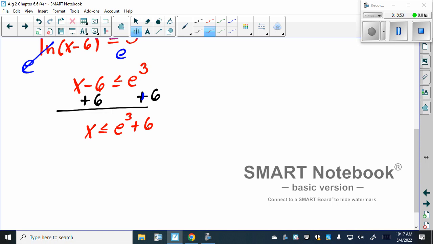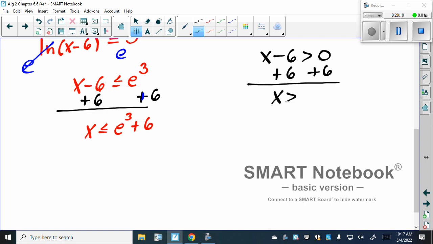Well, we have a less than, yes? And again, what's inside the log cannot be 0 or less than 0. So x minus 6 here has to be greater than 0. So what do we have to do? We have to add 6 to both sides. So x has to be greater than 6. Well, so we have to add in that this function is between 6 and e to the third plus 6.